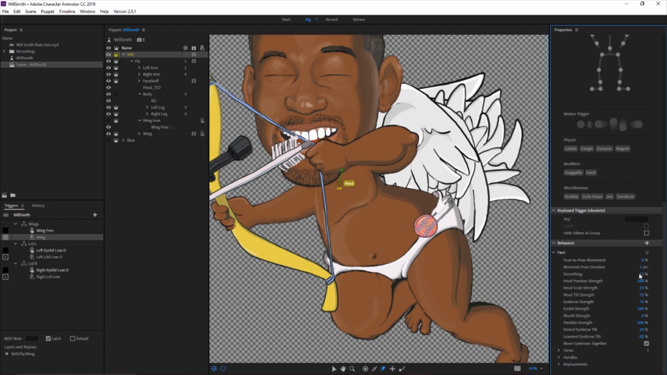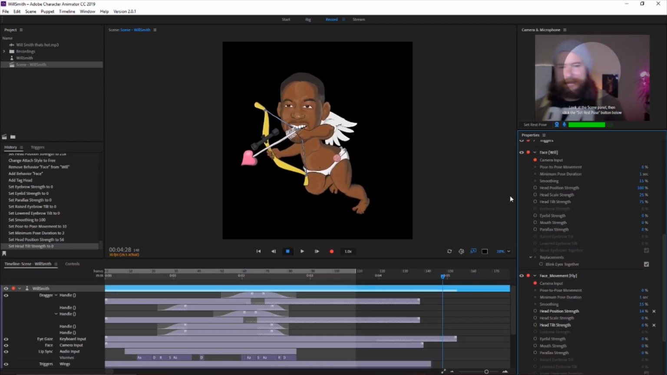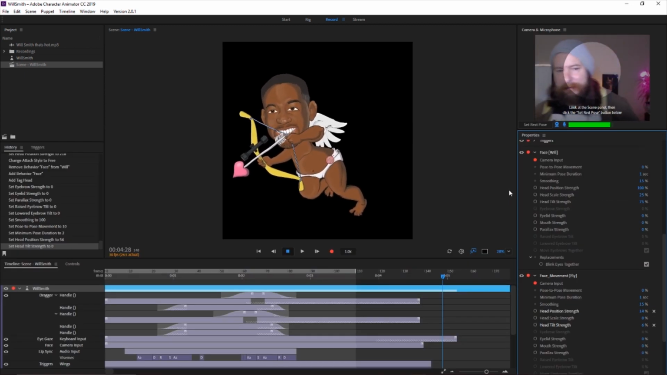And if we take a look at these properties here, we're pretty much not going to need any of this eyebrow stuff, eyelid stuff. So I'll just set these to zero again. All right, so here we have Will Smith. He's now flying around when I move my head.